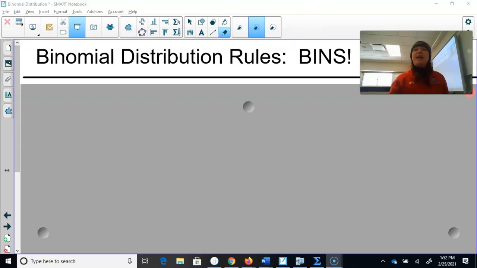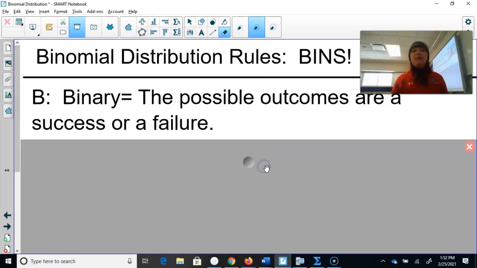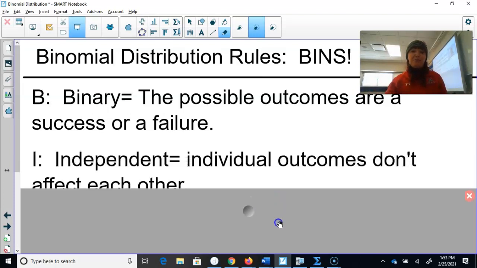Okay, so I have this acronym up here, BINS, and this first B stands for binary. Binary means the possible outcomes are either success or failure. The best way I can think about this is if you are shooting hoops, you're either gonna make the basket or you're gonna miss the basket. Success or failure. If you're flipping a coin, you're either going to flip a heads or you're gonna flip a tails. If you're rolling dice and you want doubles, you're either gonna get doubles or you're not gonna get doubles. A success or a failure.